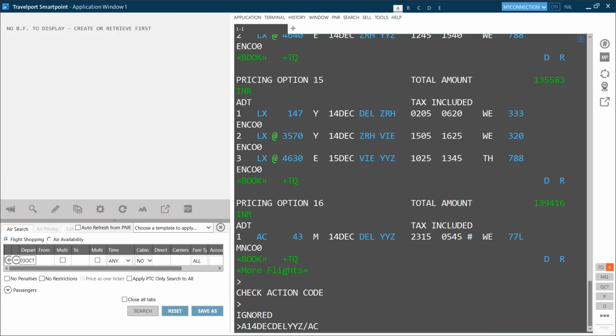So what is the command to check the availability? Shailja, tell me. A stands for availability. Then the date, then the departure city, then the arrival city, and then the slash airline. Then we'll do enter.